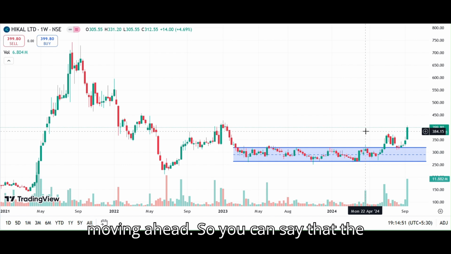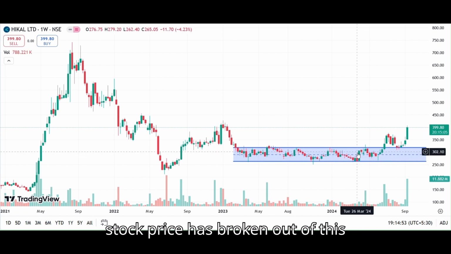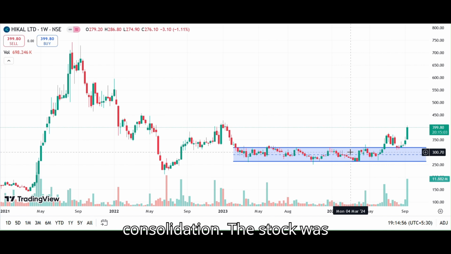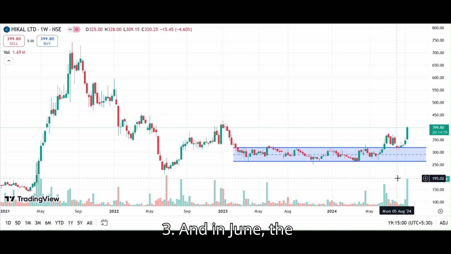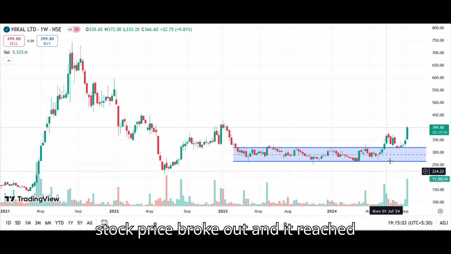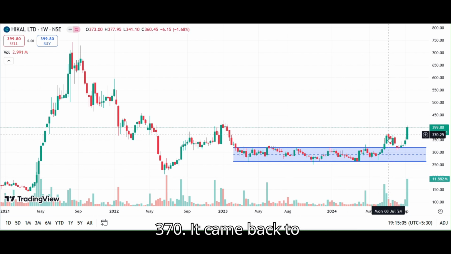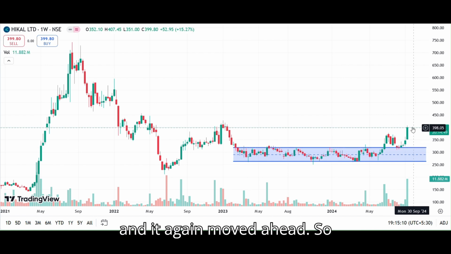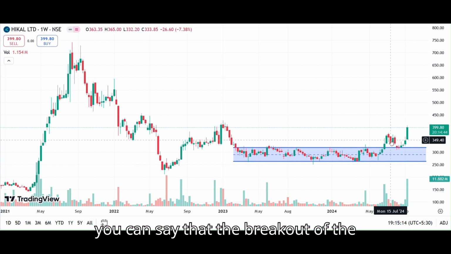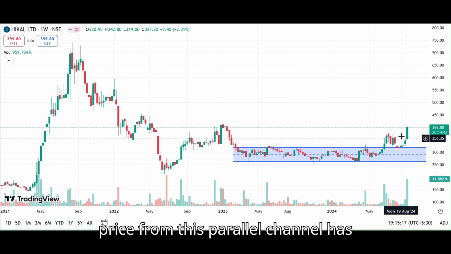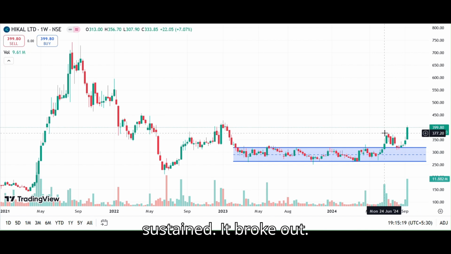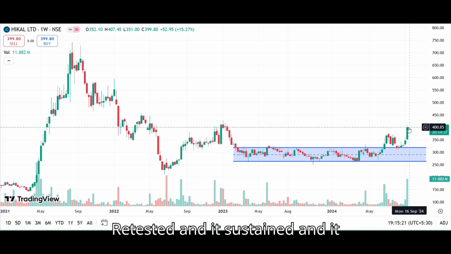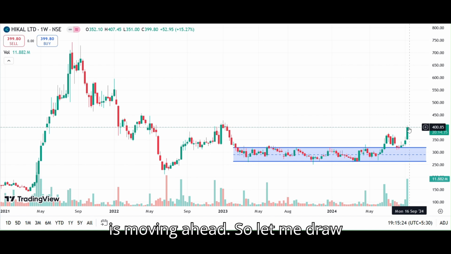So you can say that the stock price has broken out of this consolidation. The stock was consolidating for 1 year and 3 months, and in June, the stock price broke out and reached 370. It came back to retest the top of this parallel channel, and it again moved ahead. So you can say that the breakout of the price from this parallel channel has sustained. It broke out, retested, sustained, and it is moving ahead.